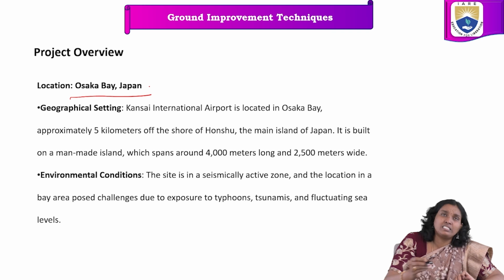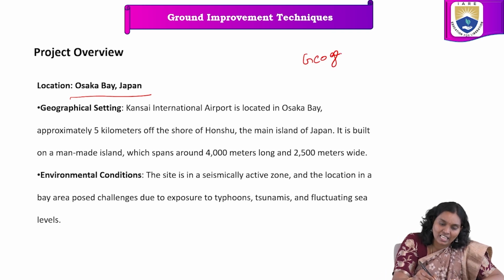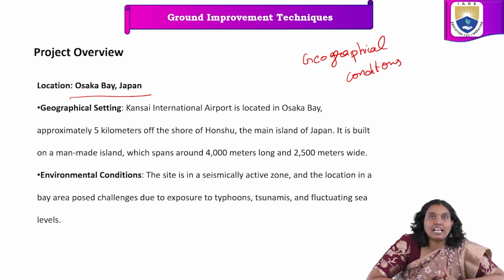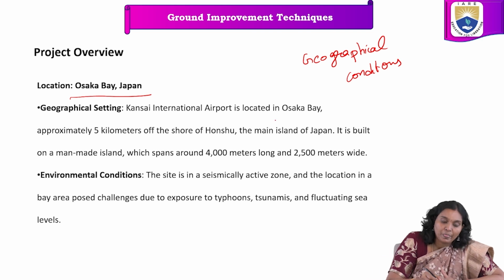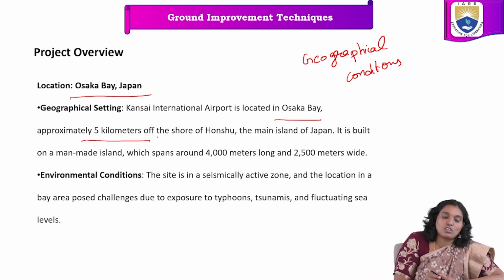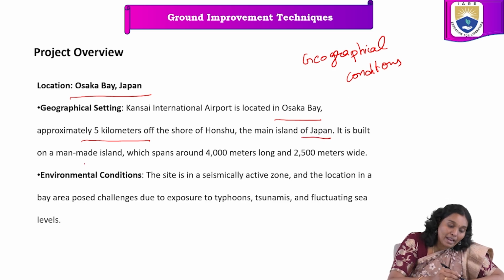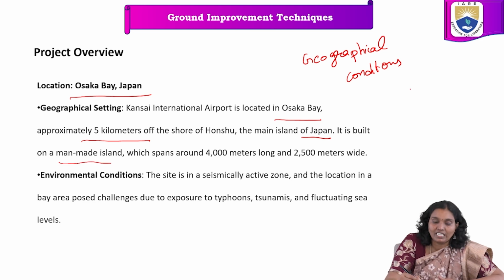This location is in Japan. We have to understand what kind of geographical conditions are there. Kansai International Airport is located in Osaka Bay, approximately 5 kilometers offshore from the main island of Japan. It is built on a man-made island. It is not a natural one.